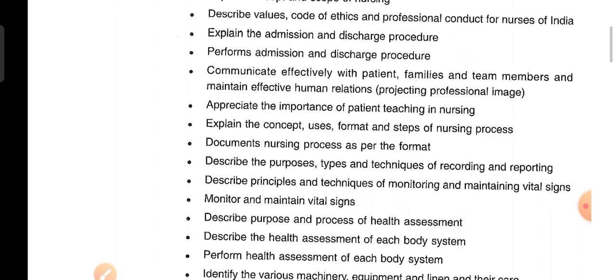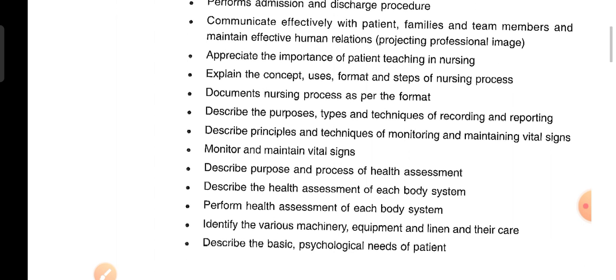Next, communicate effectively with the patient, families and team members, and maintain effective human relations. When you are talking with other people, you are able to communicate in an effective way. We should not hurt the patient, the family, or the team members. So when you are talking with the patient, families and team members, you have to communicate effectively. It's clear, na?